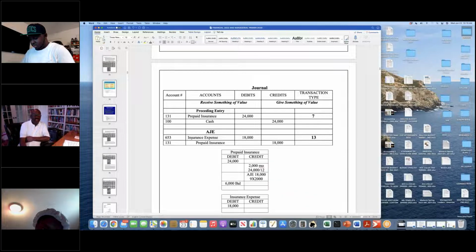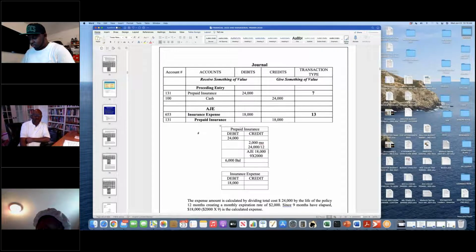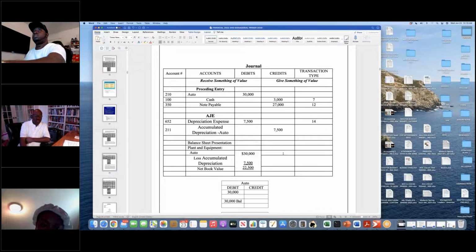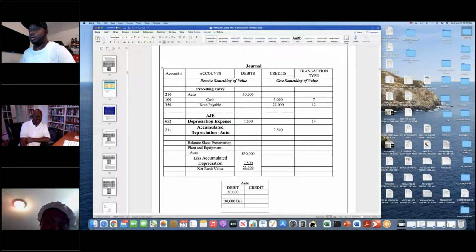If we're doing insurance, same thing. It's always going to be a debit to insurance expense and a credit to prepaid insurance. That's the AJE. You have to get the amount. When we record depreciation expense, same thing. When we get ready to do that AJE, it's always depreciation expense and accumulated depreciation.